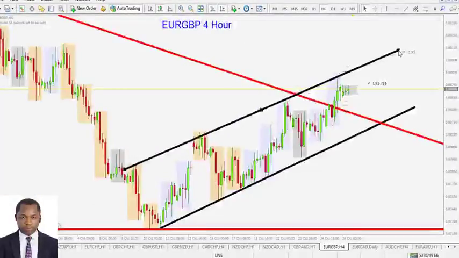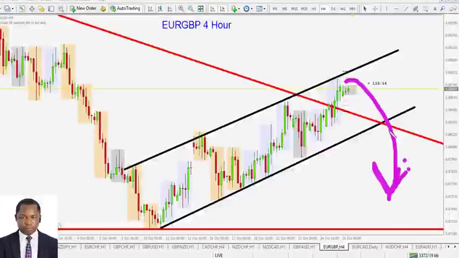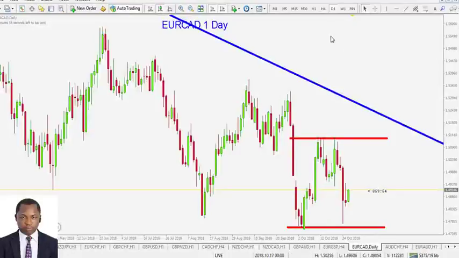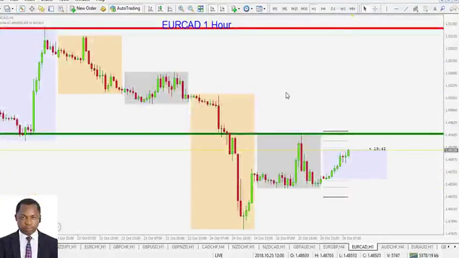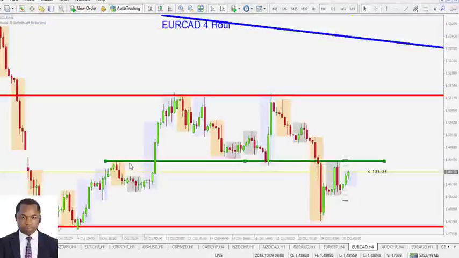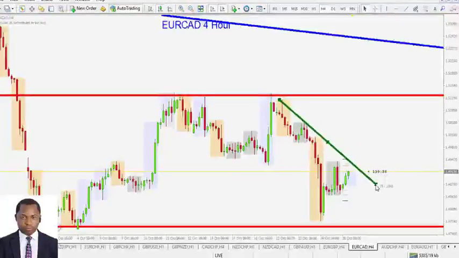Anyway, the overall direction again might be to the downside. It might be to the downside, but not yet. Just be patient. Euro against the Canadian dollar. Terrible range here. Let's keep this.